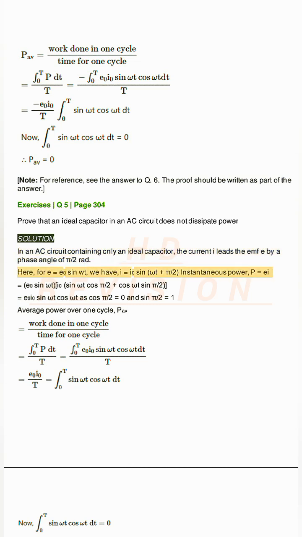Here, for E equals E0 sin ωt, we have I equals I0 sin(ωt + π/2). Instantaneous power, P equals E I equals E0 sin ωt · I0 sin(ωt + π/2) equals E0 I0 sin ωt [sin ωt cos π/2 + cos ωt sin π/2] equals E0 I0 sin ωt cos ωt, since cos π/2 equals 0 and sin π/2 equals 1. Average power over one cycle, P_av.